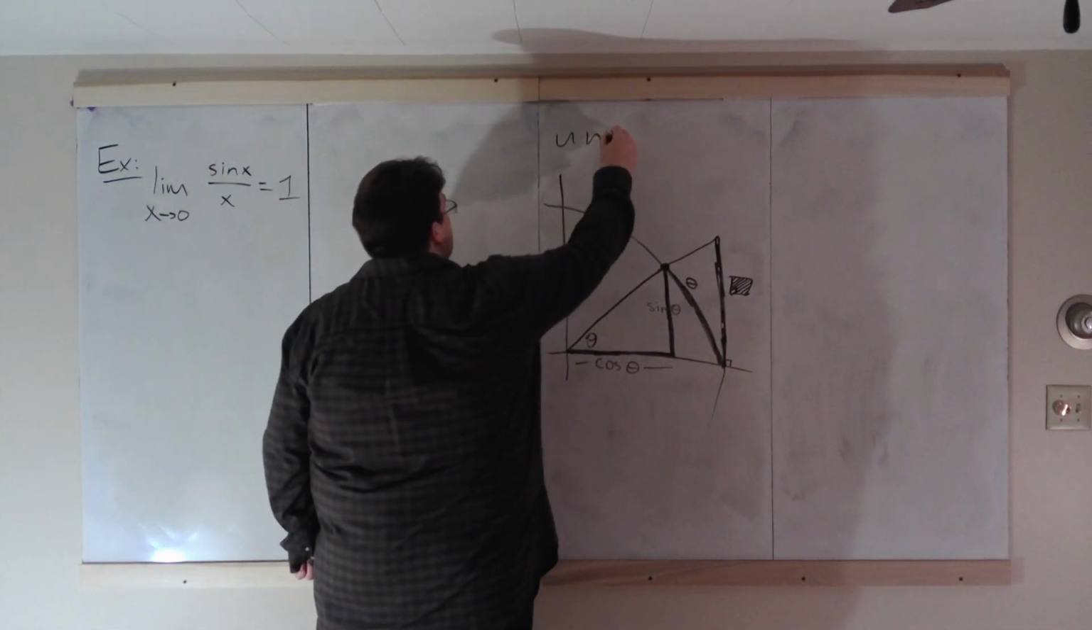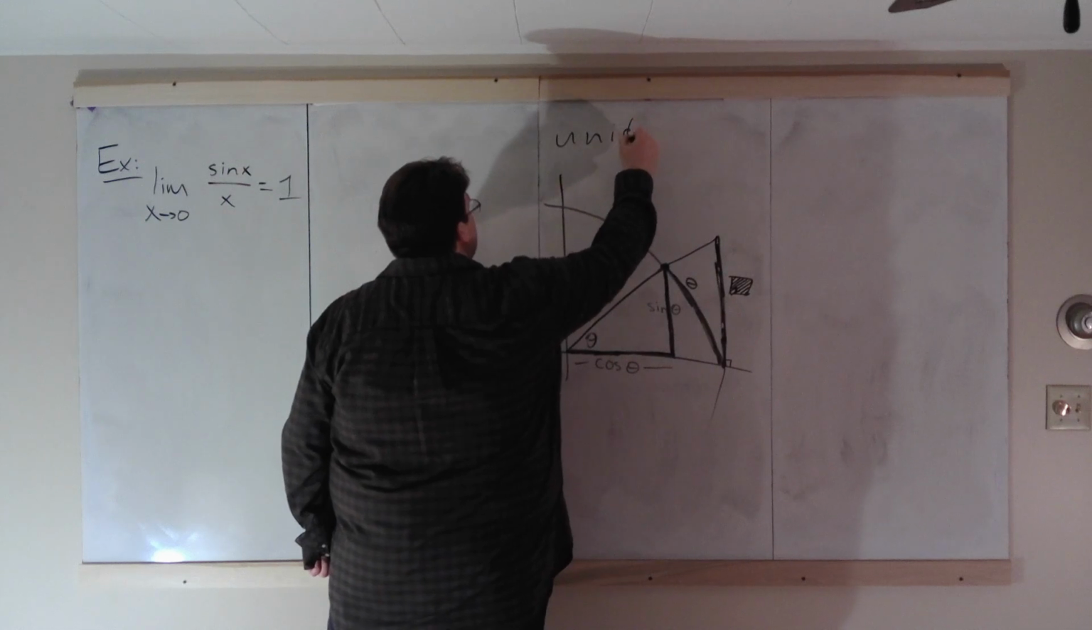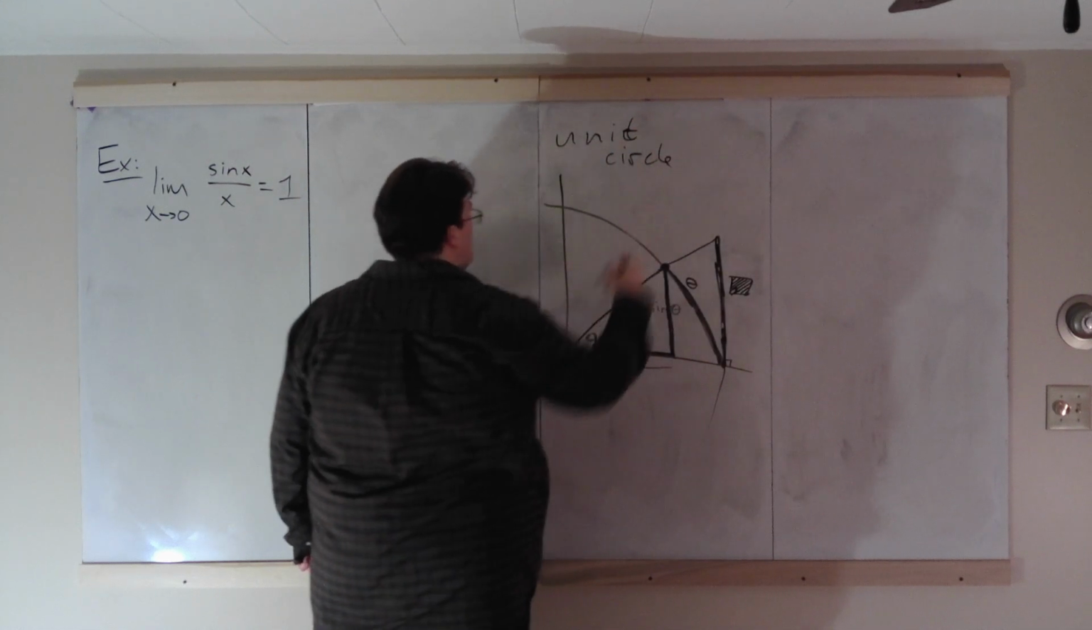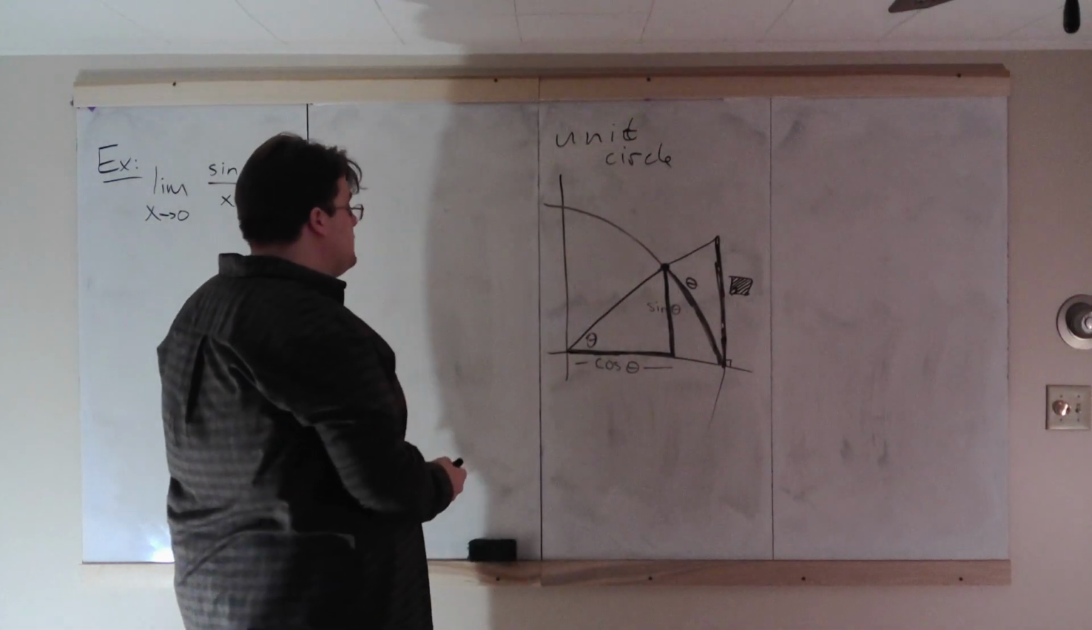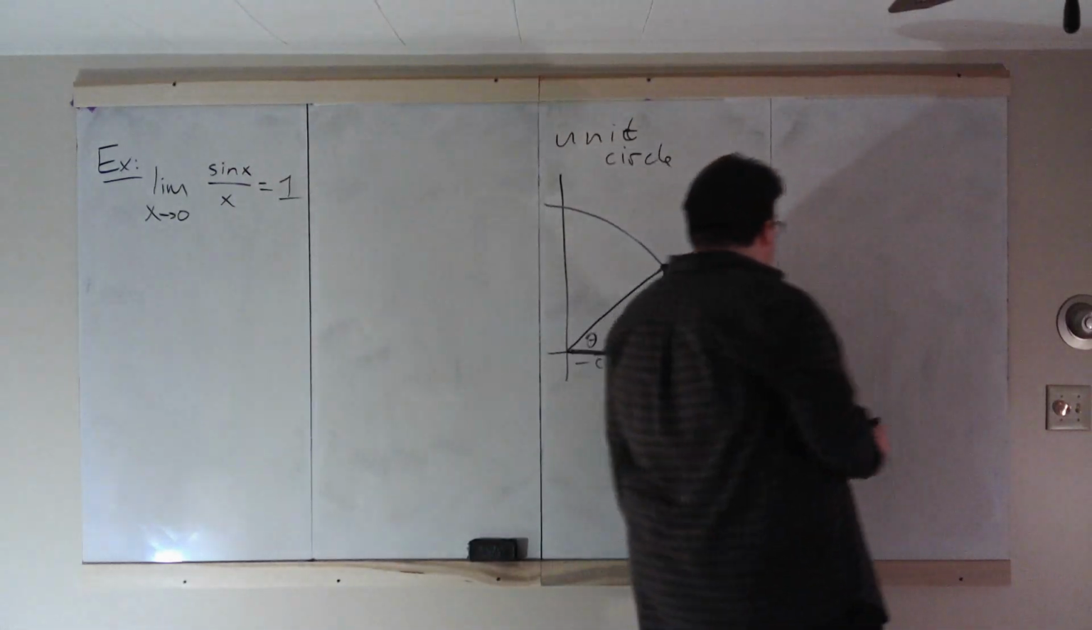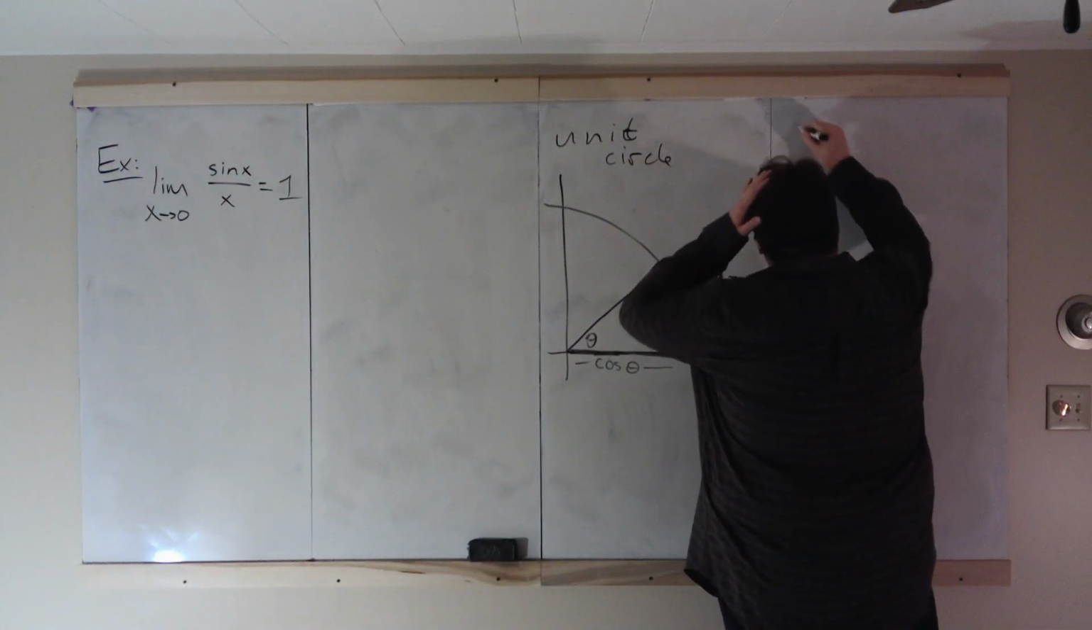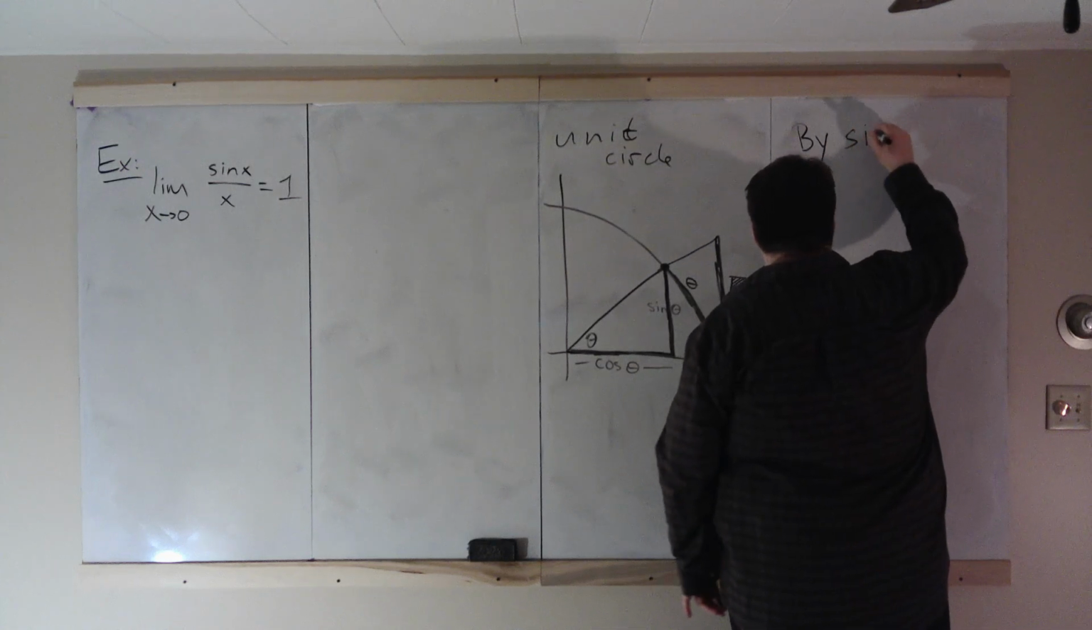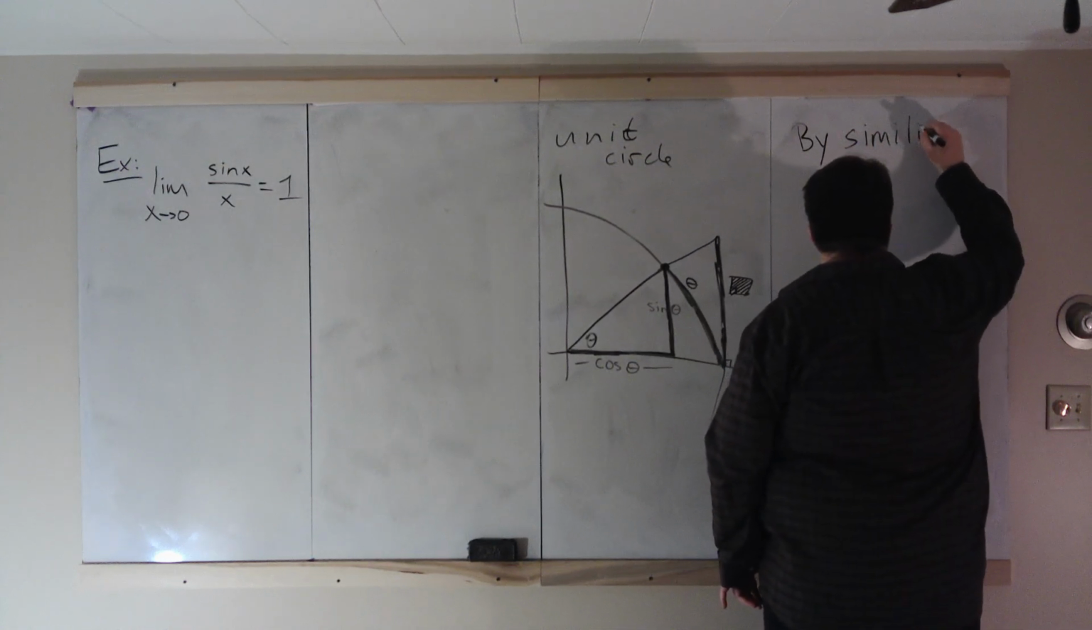Let's call this unit circle. So unit circle, the radius is 1, which we'll see in a moment. But with all of these things labeled, we can figure out what box is by observing similar triangles.